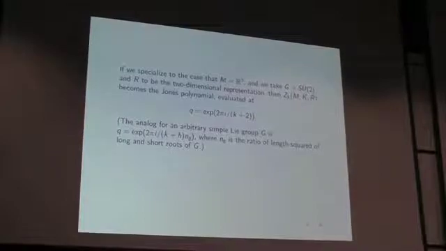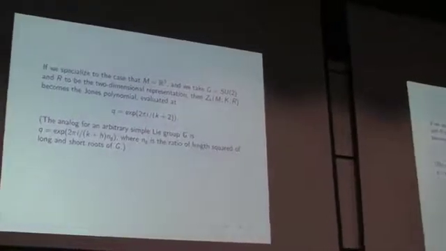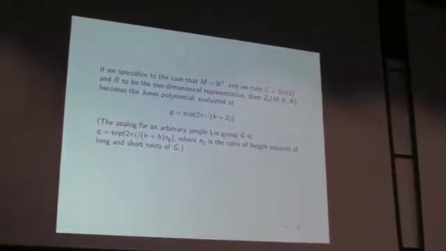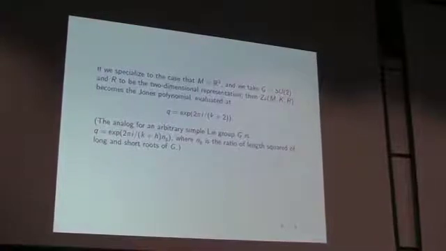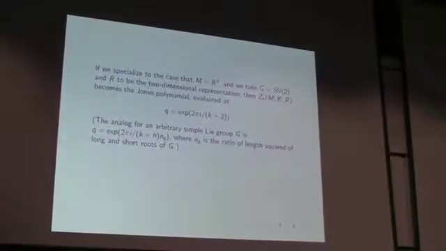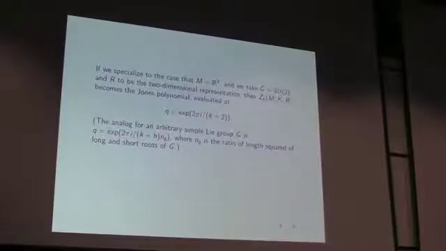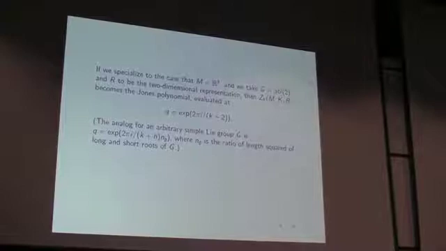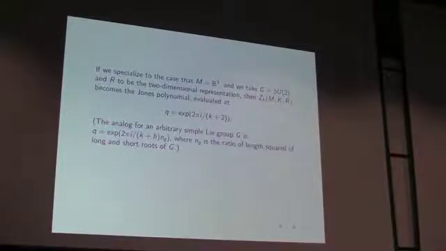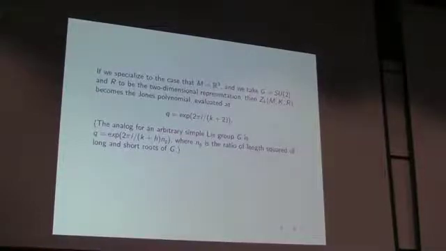Now, if we specialize to the case that M is simply R3, and we take G to be everybody's first example of a compact non-abelian simple group, namely SU2, and take R to be the most obvious representation of SU2, the two-dimensional representation, then this invariant turns out to be the Jones polynomial evaluated at a special value. It's a primitive k plus 2 root of unity, but it's not any old k plus 2 root of unity. It's, roughly speaking, the one which is closest to 1.